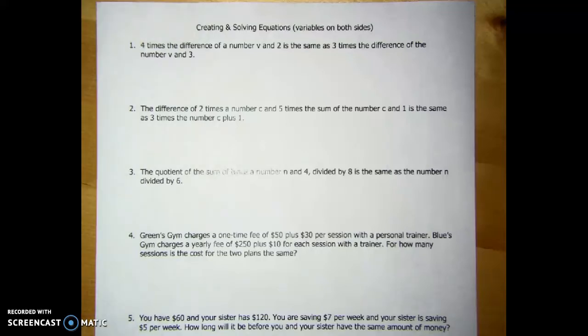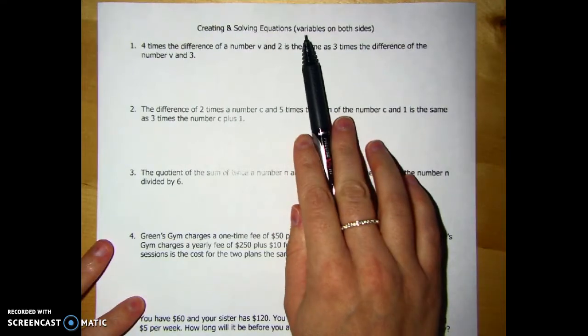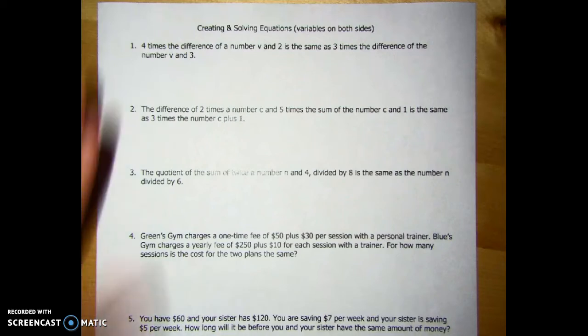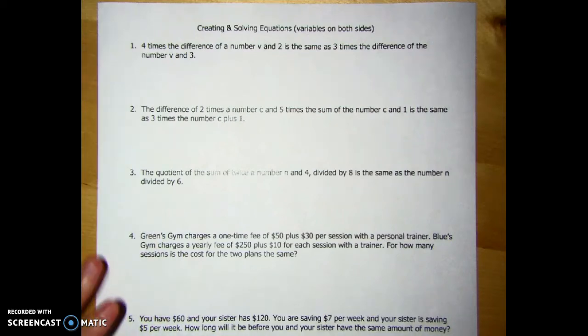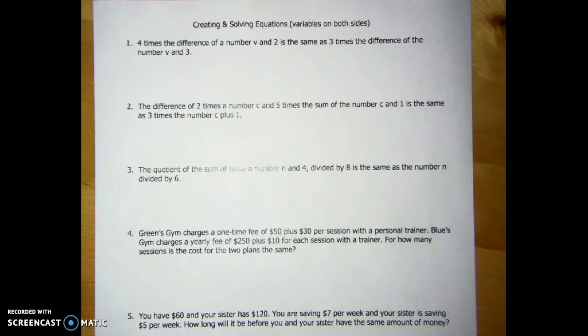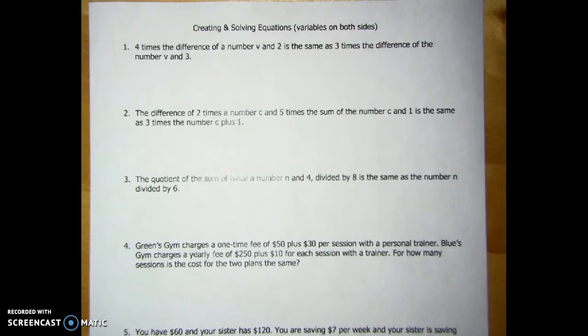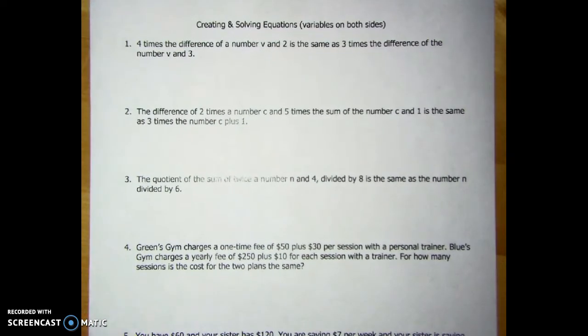Today we are continuing our word problems and creating equations with those word problems, but now today we have variables on both sides. So I'm going to do 6 examples with you. You're going to be answering the questions as well. So let's go ahead and get going on it.